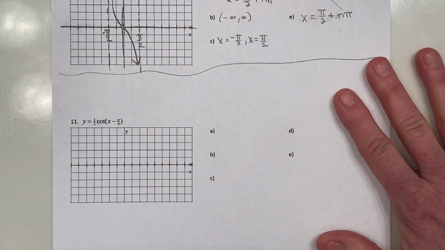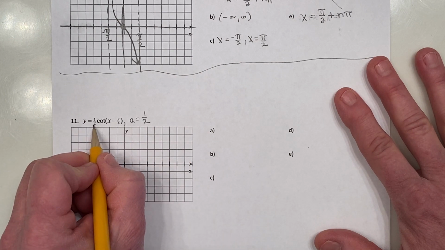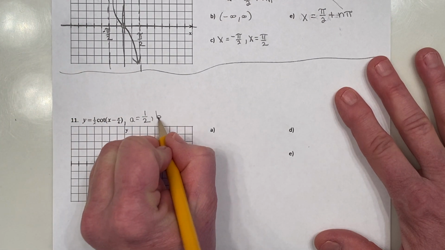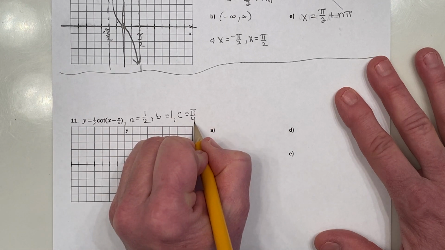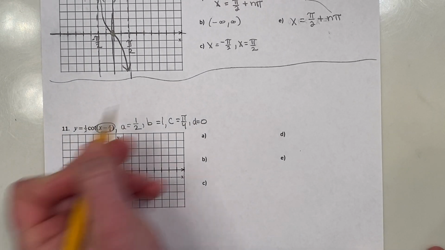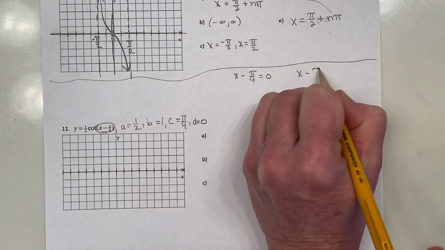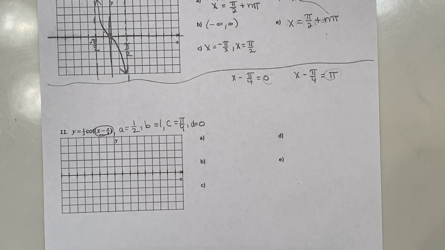11 and 12. So this is a vertical shrink, so the graph won't be as steep, it'll be more flat. B is 1, and C is positive pi over 4, with no vertical shift up or down. All right, let's give the equation for the left vertical asymptote. So it's bx minus c equals 0, and then also equal to pi. And 0 and pi, because those are cotangent's periods that we work off of.